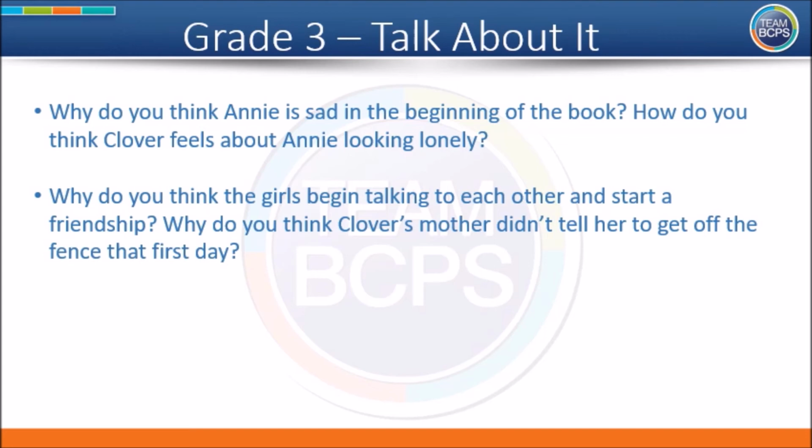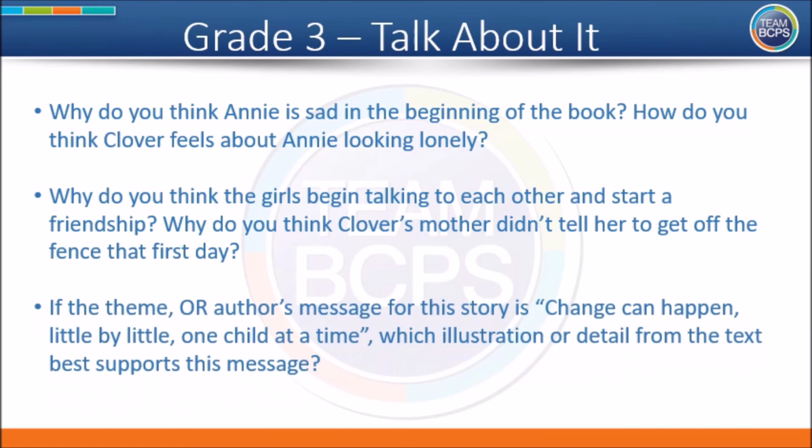Why do you think Clover's mother didn't tell her to get off the fence that first day? If the theme or author's message for this story is change can happen little by little, one child at a time, which illustration or detail from the text best supports this message?